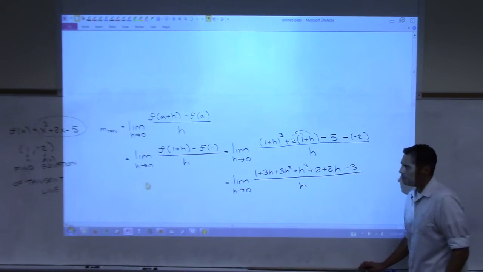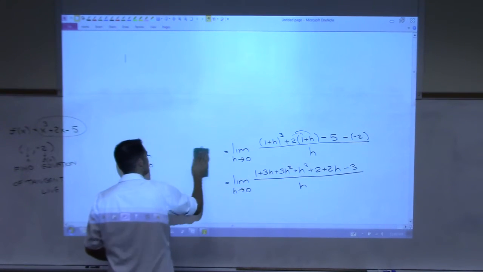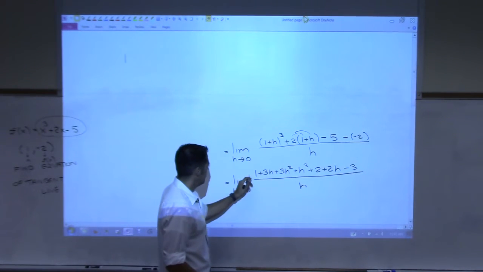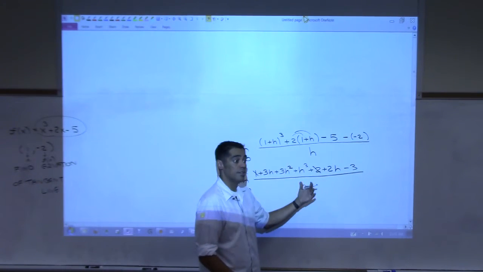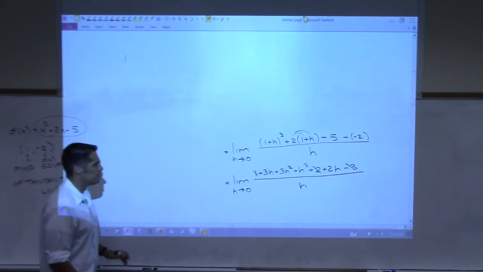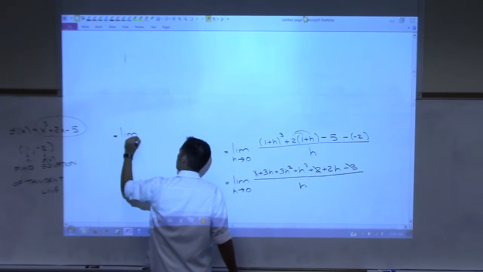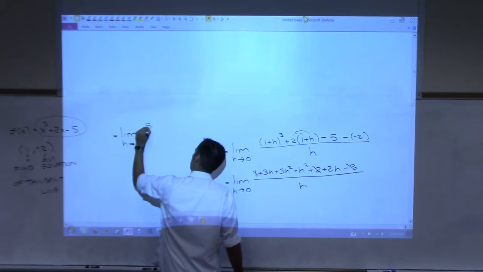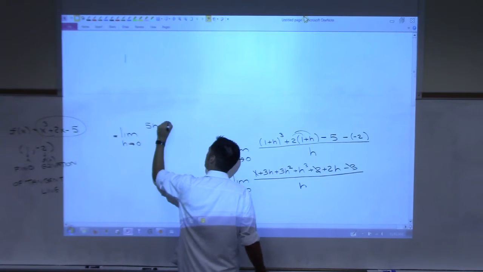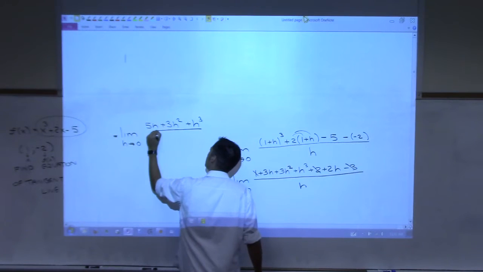All right, let's clean up the numerator. If I did things correctly, I should get an h to cancel. Let's see. 1 plus 2 is 3, but then take away 3, so all those constants are gone. How about like terms? 3h and 2h, so I have 5h. Still writing the limit, right? Notice the limit's still here. 5h, and then I just have plus 3h squared, plus h cubed, all over h.